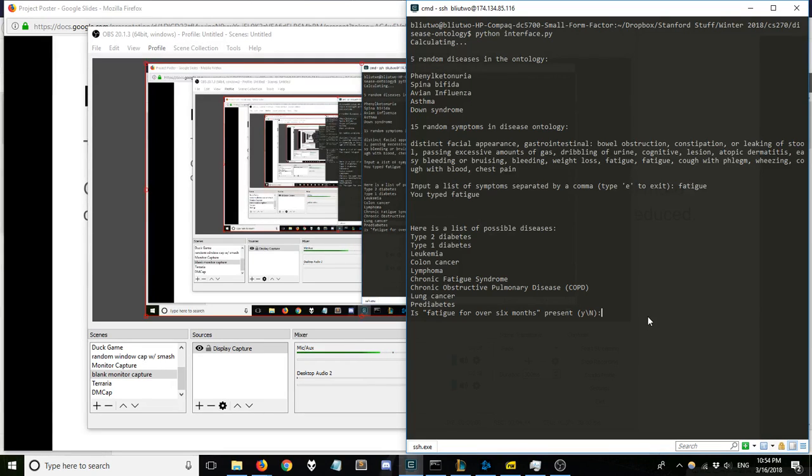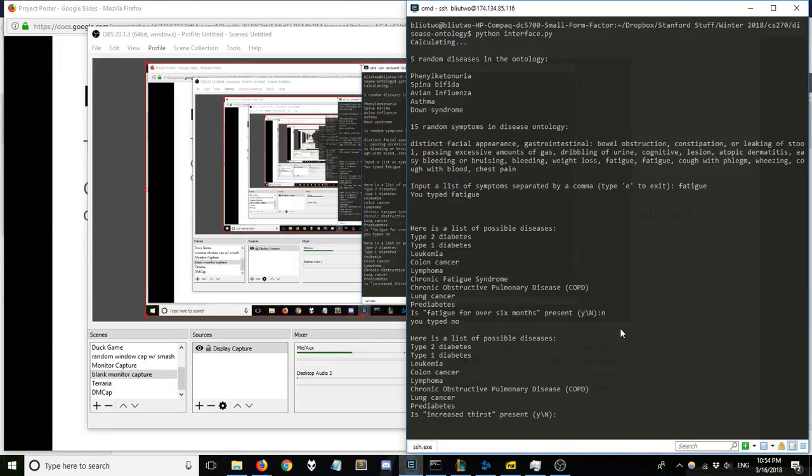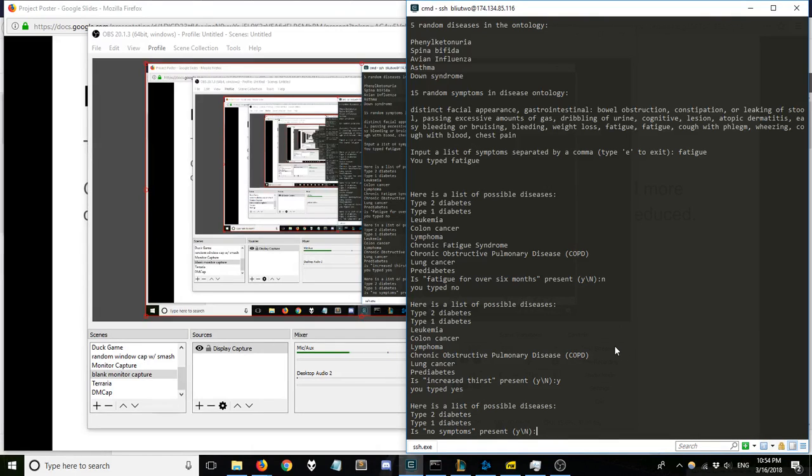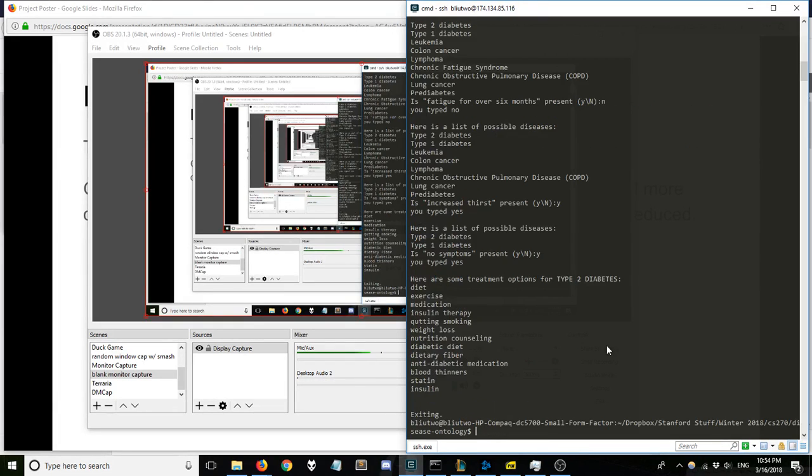Let's say the disease I'm looking for is type 2 diabetes, and it would be no. Is increased thirst present? Yes. Diabetes makes you thirsty. Is no symptoms present? In type 2 diabetes, sometimes there are no symptoms. So now that we've eliminated all of the possible diseases based on what the user gave, it gives some treatment options for type 2 diabetes, which includes diet, exercise, medication, insulin therapy, and so on.